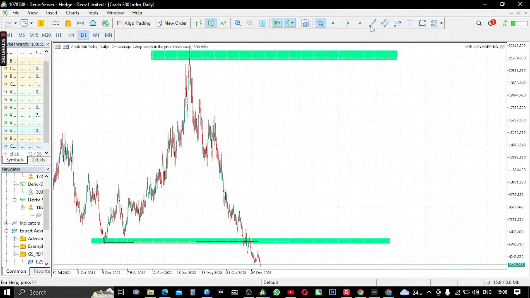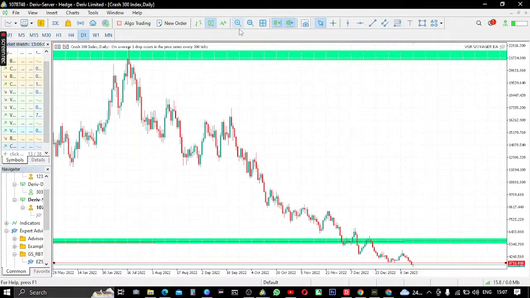After I do that, I'll know to say, okay, this is what the market has been doing. So I'll try to zoom in to take further details for the market. After that, I'll try to identify the trend.